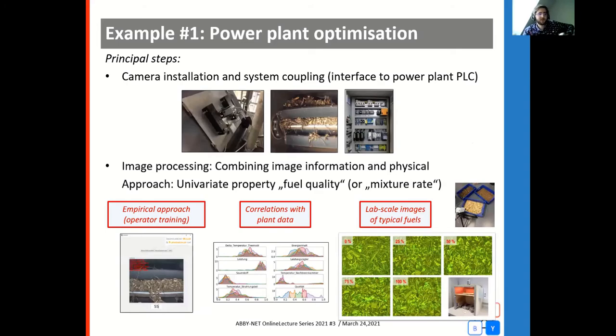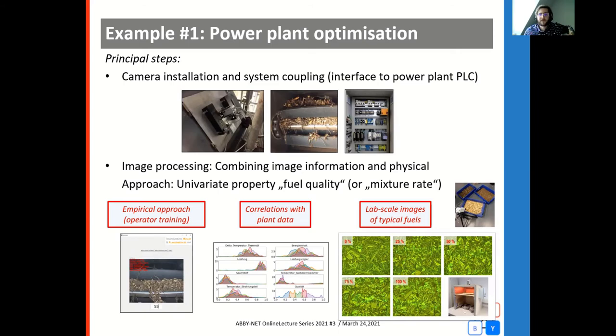So after introducing the camera, the most challenging step is, of course, the extraction of fuel properties from the image material. And we learned a lot on that subject during the last 2 years when working on different workflows of feature extracting and correlation techniques in order to access the image. What I want to do is just give you 3 possible ways which we attempted to use, or which we are using right now, in order to access a property we call fuel quality or mixture rate in order to characterize the incoming feedstock.